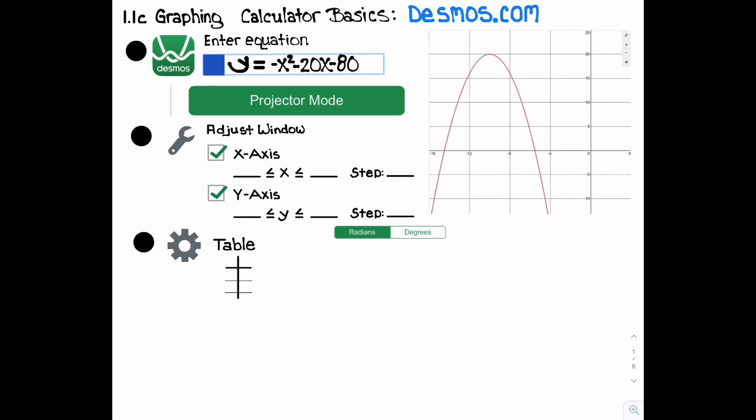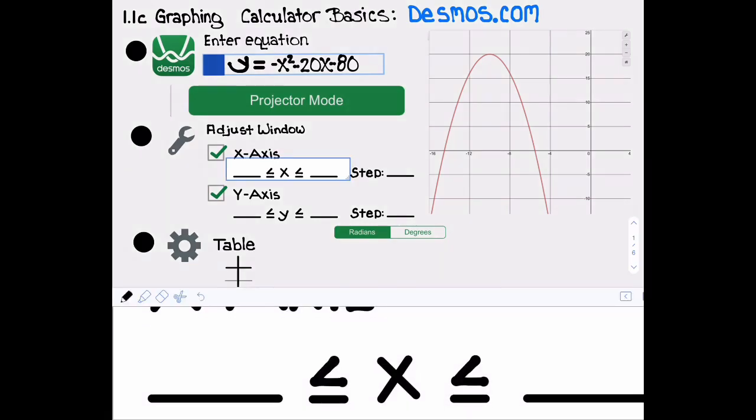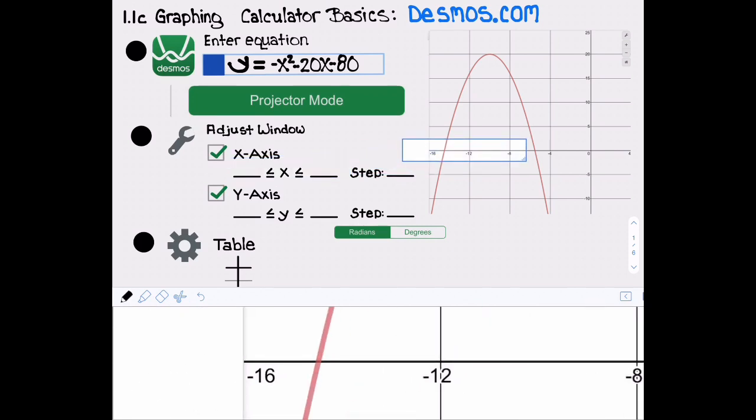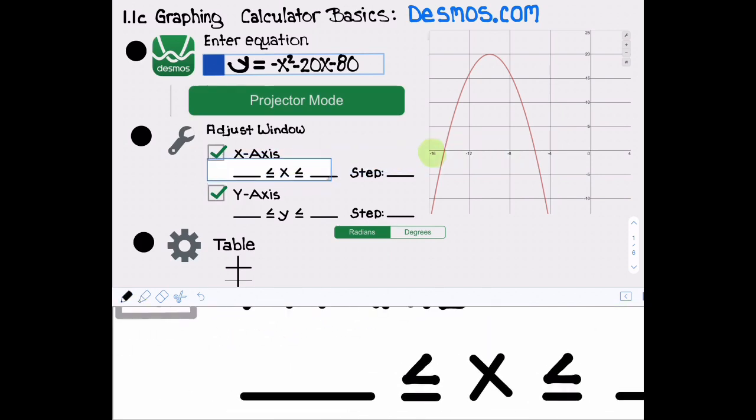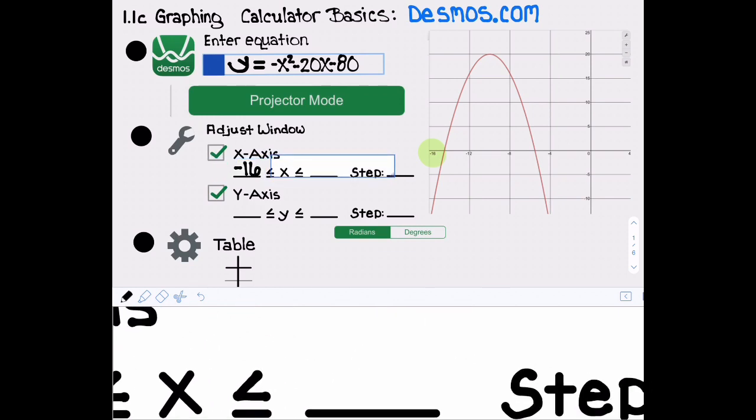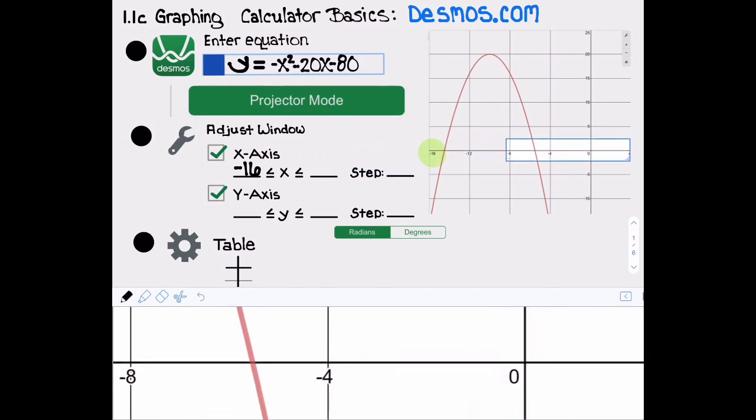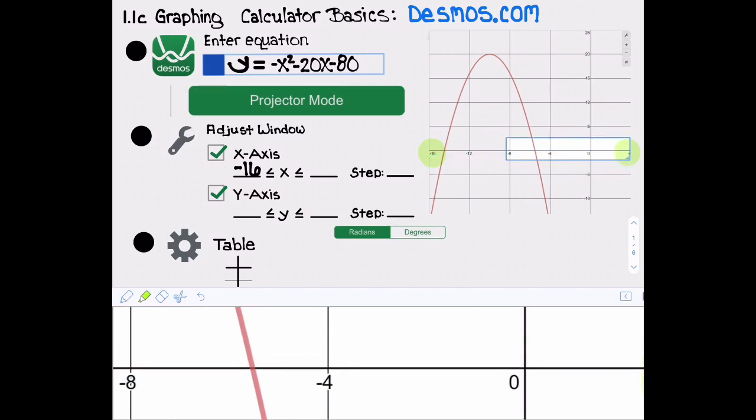Let's just enter in the lower and upper bound and step for the graph that we just created to make sure you have this down. The lower bound on the x-axis comes from the lowest number here. So in this case, that is -16. So I'm going to put here -16. All right, then the upper bound number is going to come from the number farthest to the right. And in this case, that is 4.